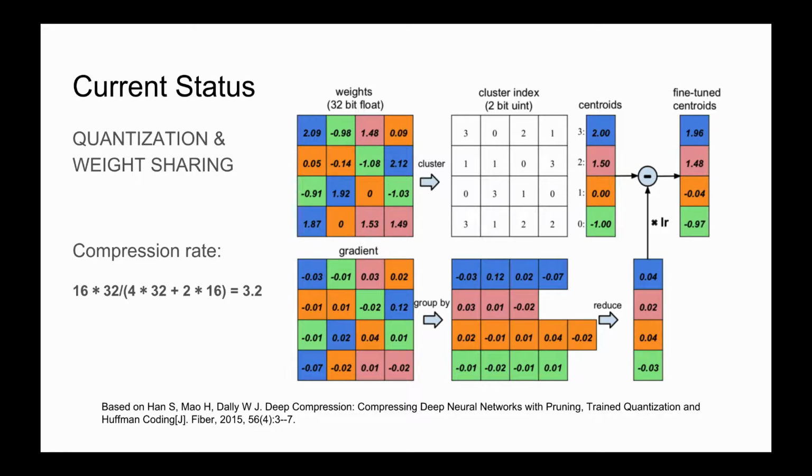We can calculate the compression rate to be 3.2. How? From the above, we can see that 16 times C2 is the original size. 16 means there are 16 weights. C2 is the size of the float. Then we look at the bottom. 4 times 32 comes from there being 4 centroids, and each of them will take 32 bits. And 2 times 16 means because we have 4 clusters, we then only need 2 bits to identify each of them, and there will be 16 nodes. So therefore, we get a compression rate of 3.2.